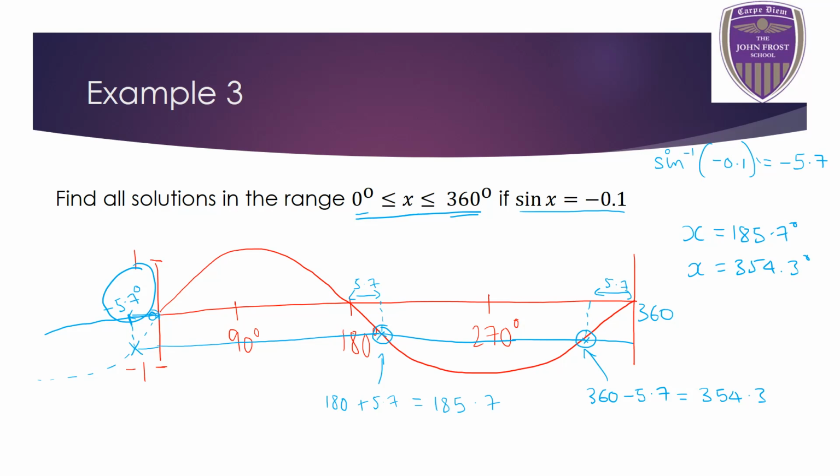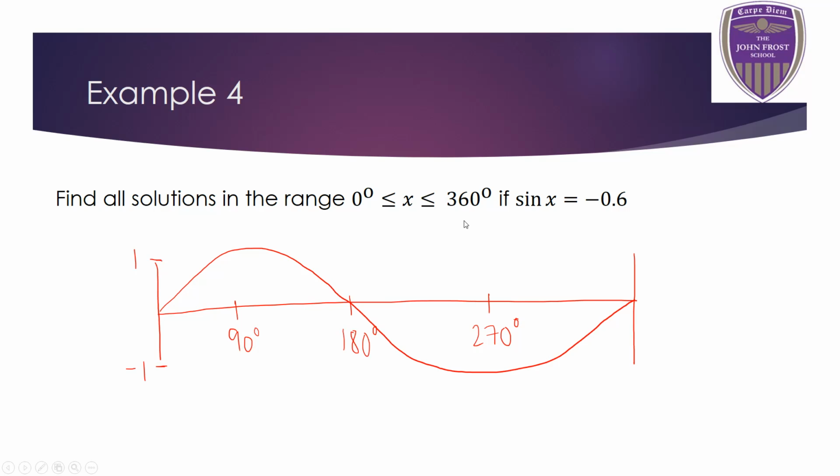All right, and then last one. Okay, last example. So copy this down, press play when you're ready to go. So values of x between there, sine x is minus 0.6. So sine to the -1 of minus 0.6 into your calculator. So shift sine minus 0.6 equals, to 1 decimal place, I've got minus 36.9. So same again, right?